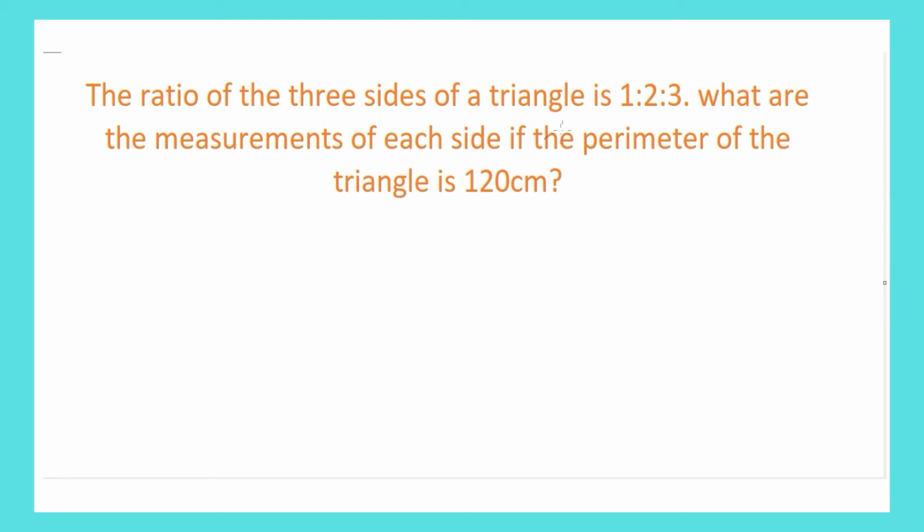All right, so let's have another example. The ratio of the three sides of a triangle is 1 to 2 to 3. What are the measurements of each side, if the perimeter of the triangle is 120 centimeters? So I underline there 1 is to 2 is to 3, and the sum, which is 120. So we're going to write the ratio 1 is to 2 is to 3 here, and the sum, which is 120, across.